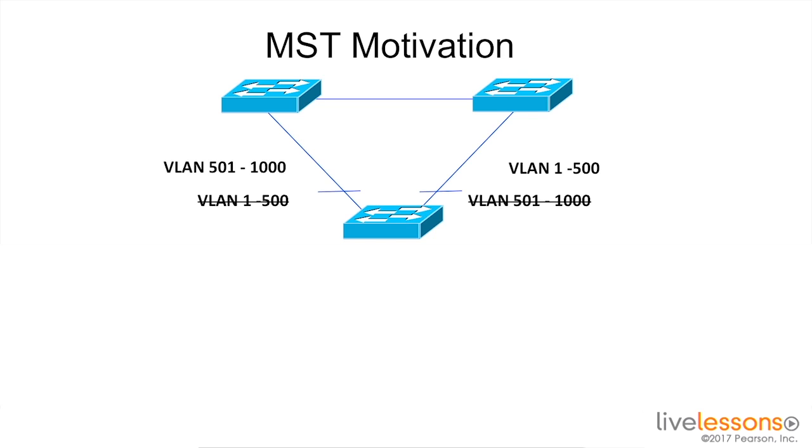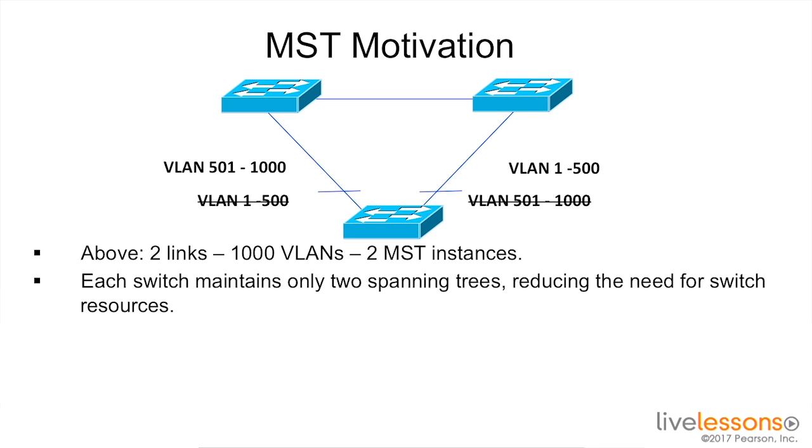In order to do this, I'll use 2 MST instances, grouping 500 VLANs in each instance, which means I only have 2 instances of spanning tree running, where with other protocols I would have 1,000 instances of spanning tree running. In this scenario, each switch maintains only 2 spanning trees, reducing the need for switch resources.